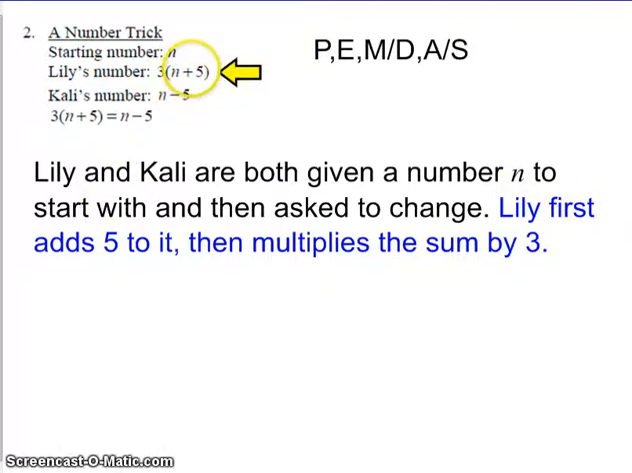So we have to start by saying Lily first adds 5 to it, n plus 5. She added 5 to her number. It's in parentheses. That's why I know it has to be done first. Then she multiplies the sum by 3, because when we add things, that's a sum. So she first adds 5 to it, takes that number, and multiplies it by 3.